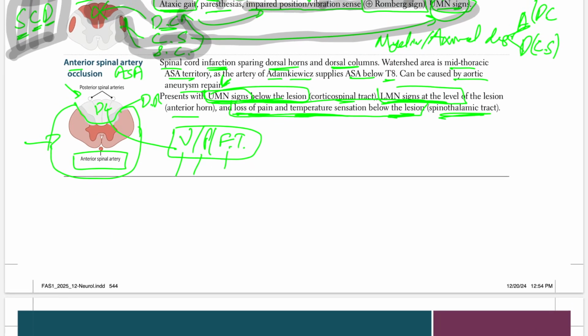Then lastly, we have ASA occlusion, anterior spinal artery occlusion, and it supplies the blood to all the anterior parts.